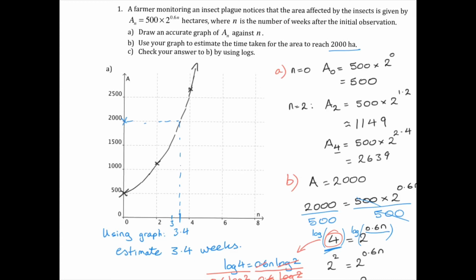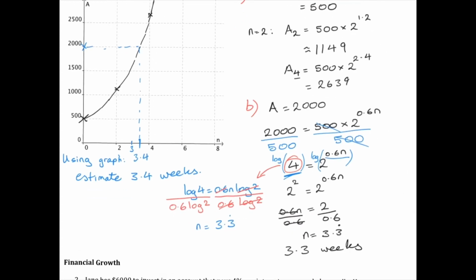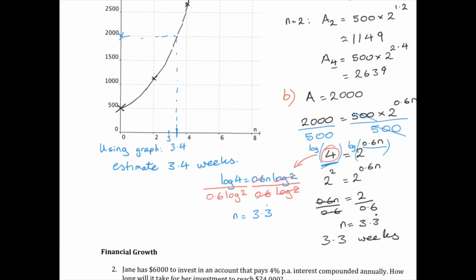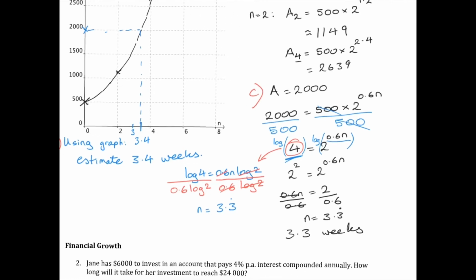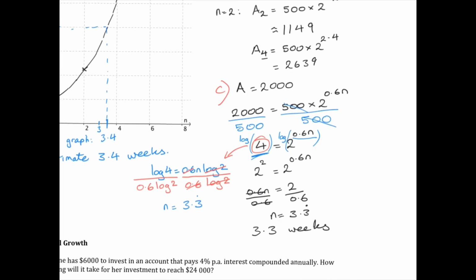Now C is actually saying check your answer using logs. That's actually what I did first. Sorry about that. So that there is C using logs, B using the graph. And this over here is actually C, by actually trying to solve the equation for when A is 2,000.